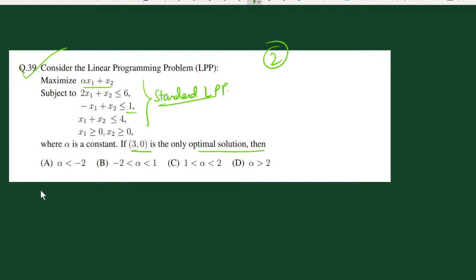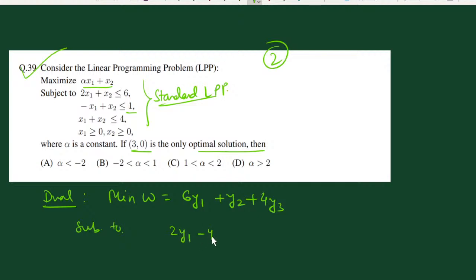find its dual. So the dual of the problem, suppose the dual variables are y1, y2, y3, therefore the dual is: minimize w equal to 6y1 plus y2 plus 4y3, subject to 2y1 minus y2 plus y3 greater than or equal to alpha, and y1 plus y2 plus y3 greater than or equal to 1. So these are the two constraints of the dual problem.